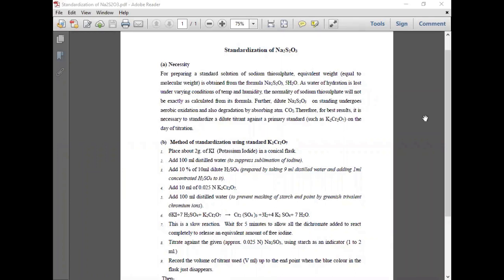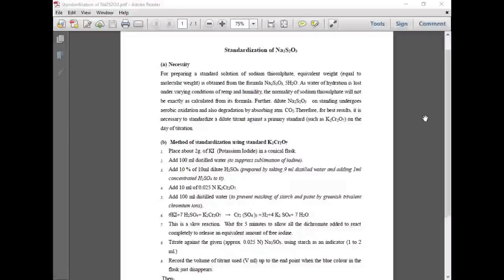In this video, we are going to see the process of standardization of sodium thiosulfate. The chemical formula for sodium thiosulfate is Na2S2O3. The commercially available sodium thiosulfate comes in powder form, and the chemical formula is Na2S2O3·5H2O. Depending upon this formula, we prepare the standard solution of sodium thiosulfate by using the equivalent weight or the molecular weight.